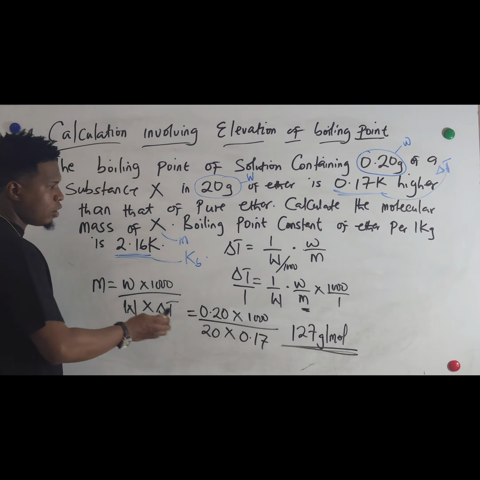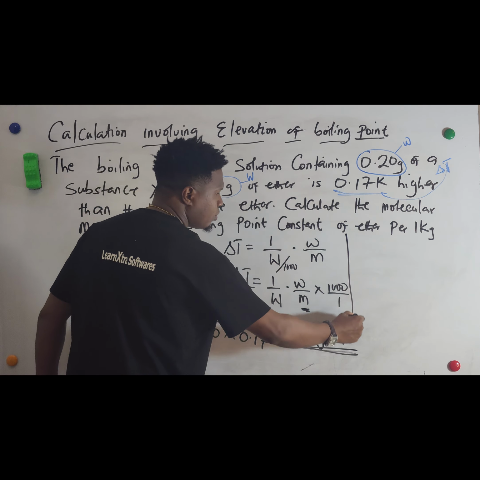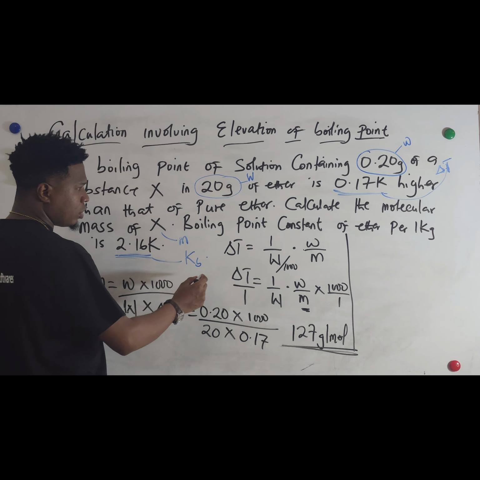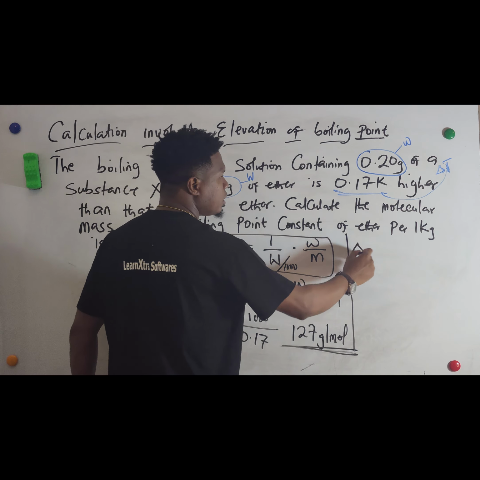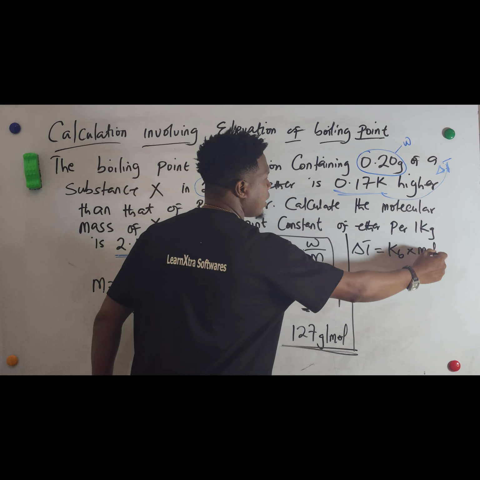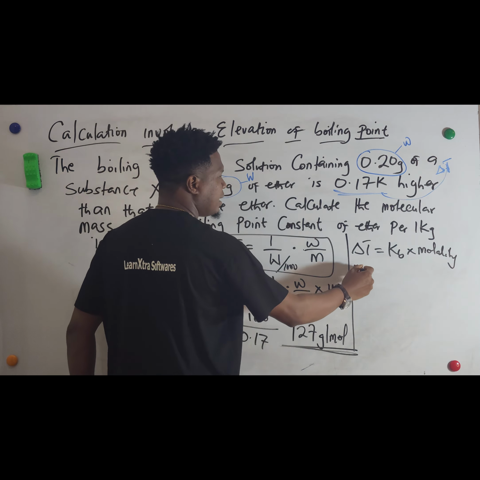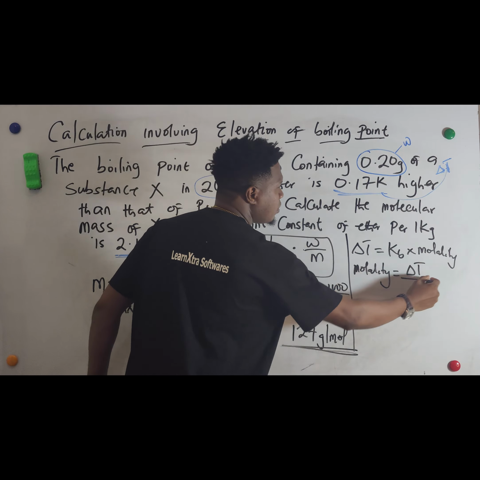Alternatively, if you don't want to solve it this way, there's another process. The process you can use if you don't like this pattern. Instead of using this expression to solve this, you can just go ahead and use change in T is equal to Kb times molality. Okay, so what you do is to get the molality first. Get the molality. How do you get molality? Change in T over what?